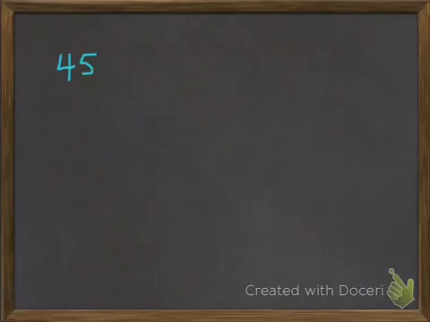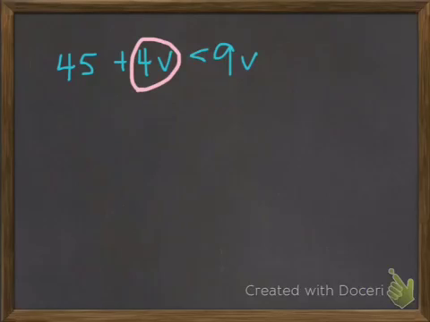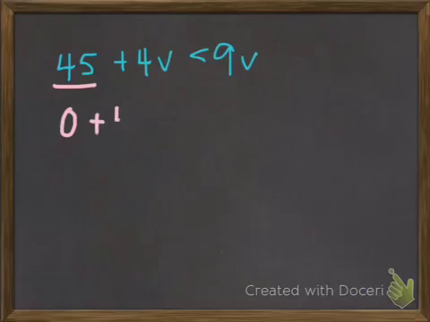Okay, last example. If we have 45 plus 4v is less than 9v. The first thing I need to do to both sides is, this one has my variable with it. If you notice, the 4 is multiplied with the variable, so I'm going to leave that alone. I'm going to isolate this guy first. So if I subtract 45 from both sides, 45 minus 45 is 0. Keep my plus 4v is less than 9v minus 45.